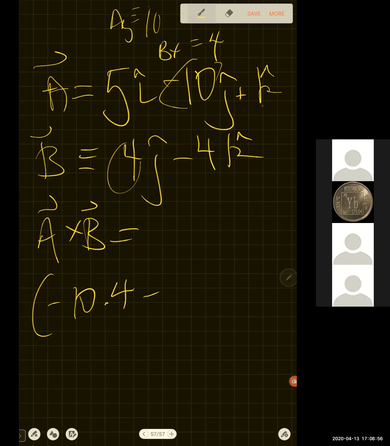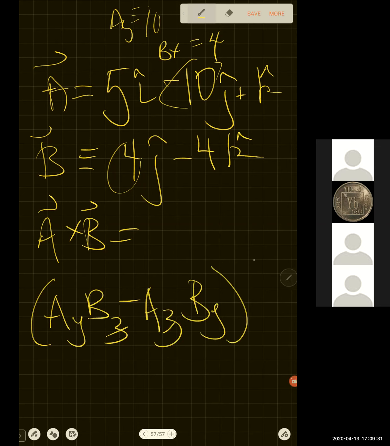the Z term of A, positive one, times the Y. This is supposed to be negative right here. Okay. I'm going to add one line and then I'm going to stop this madness. The first term, according to the formula that we just developed, is AY BZ minus AZ BY. All of that is how we get the X component of the vector, which is our answer.